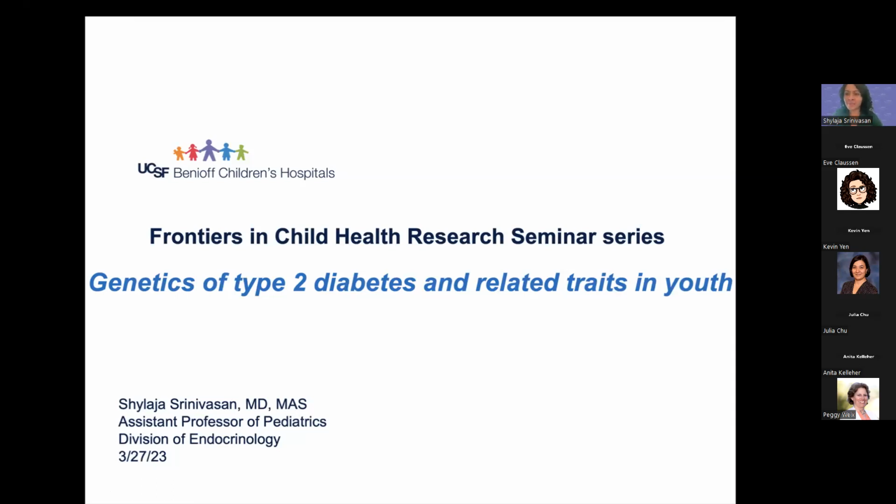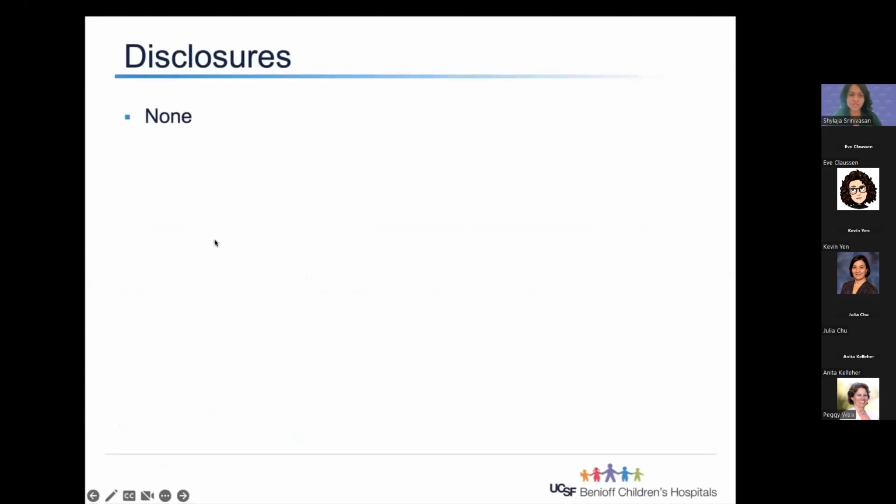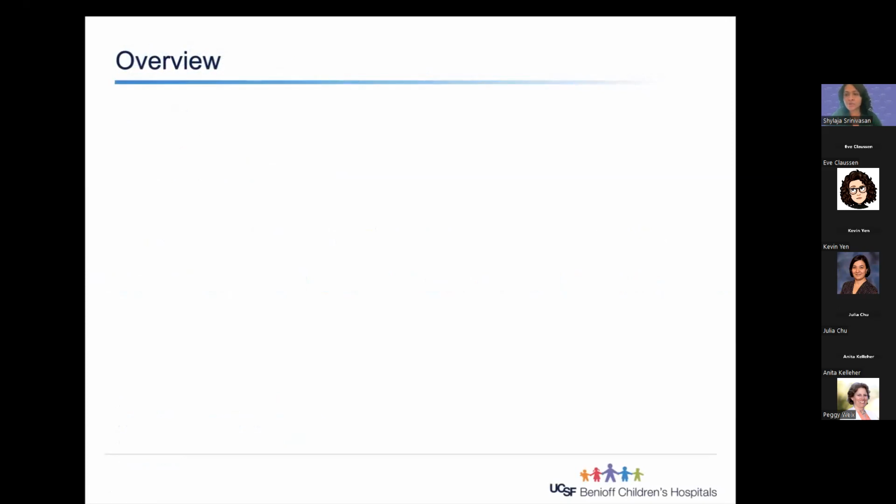So as Roberta mentioned, today I will be sharing my work on the genetics of type 2 diabetes and related traits in youth. I have no relevant disclosures. And here's an overview of my talk.